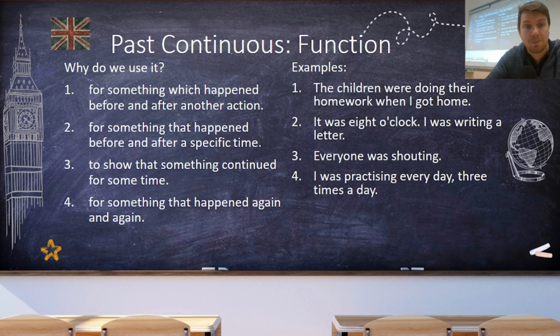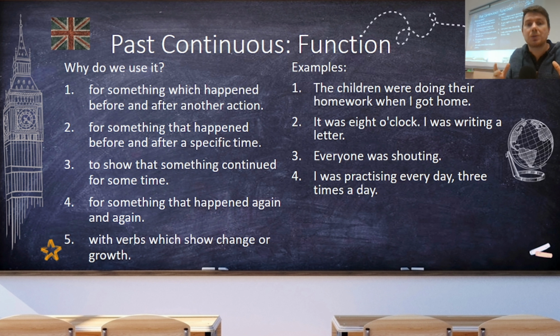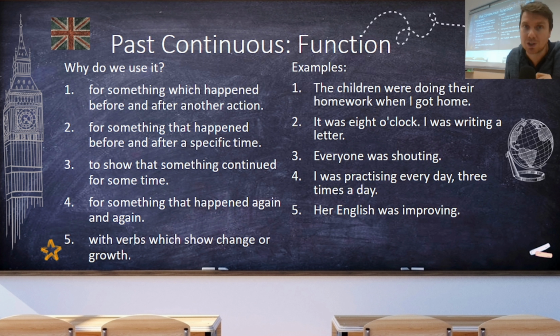And the last one, with verbs which show a change or growth. So something that is happening, a growth in a person. Let's have a look at the example again. Her English was improving, just like your English was improving, but we shouldn't use past tense because it is improving right now while you watch the class. Maybe yesterday you watched a different video of mine and it was improving yesterday as well as today.